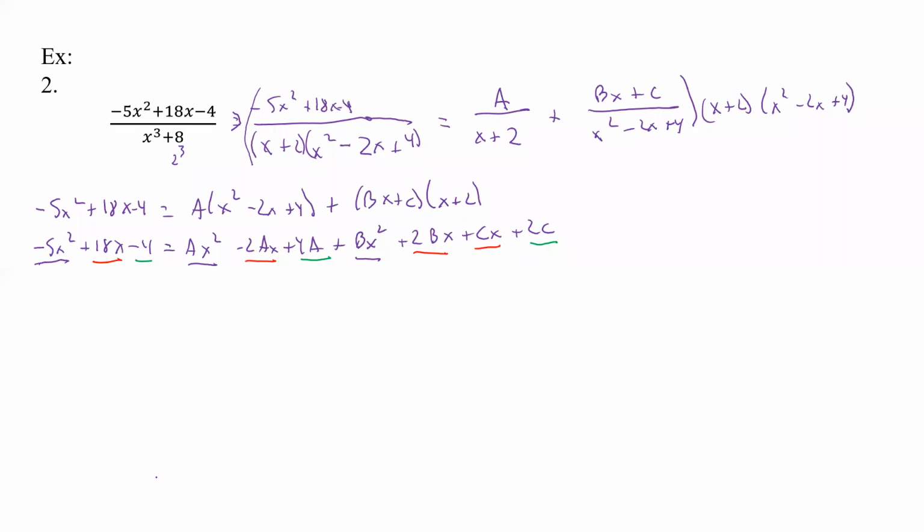So now let's write those equations. So we have a minus 5 equals a plus b. Okay, we just have a and b. Then we have 18 equals, then we have a minus 2a, and then plus 2b plus c. Okay, and then our last one, we have a negative 4 equals 4a, and then we have plus 2c.